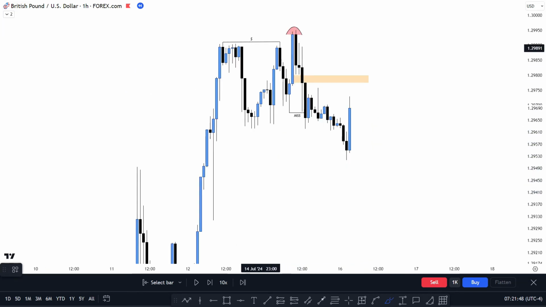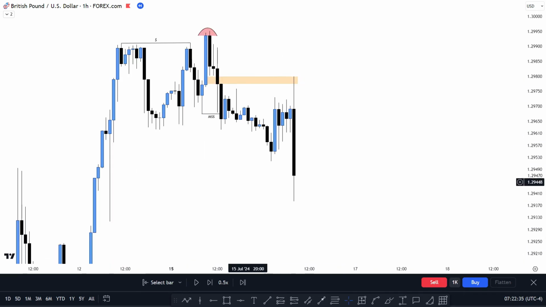Now for our next example, price created these relative equal highs right here and then pushed lower and gave us this market shift, this old low that pushed price higher. And then what we can see, price left us this fair value gap with this inducement high right above it. Now let's see how price reacts to this fair value gap.